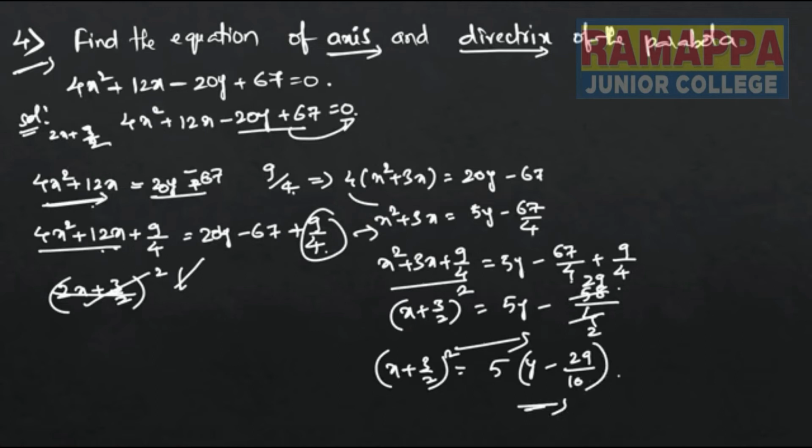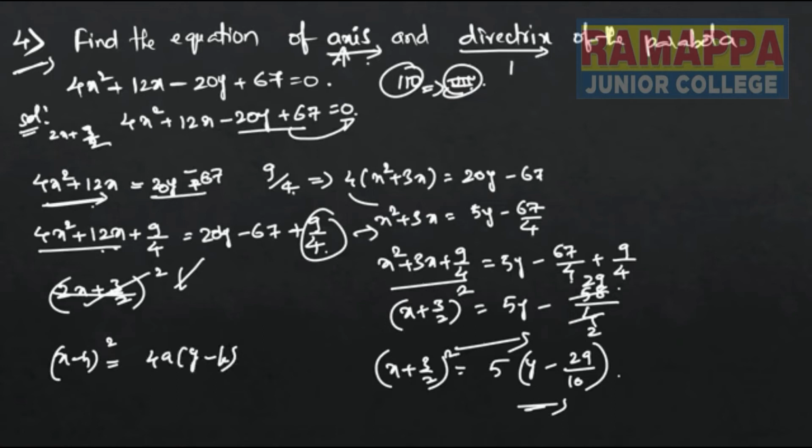This equation I will compare with the one in your textbook, page number 110. There you will find (x minus h) whole square is equal to 4a into (y minus k). That is the seventh parabola. I will compare with this one. (x minus h) whole square is equal to 4a into (y minus k). For this, what do we have to find? Axis and directrix.